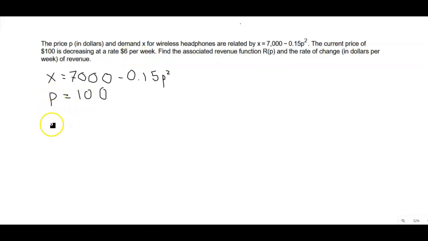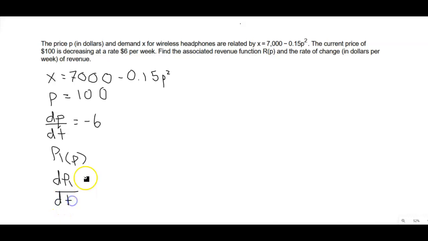So this is the price, so we're looking at the rate of change of the price with respect to time, since it's per week. So dP over dt is equal to, and it's decreasing at $6, so negative 6 here. All right, and we want to find the associated revenue, so we want the revenue function with independent variable P, and we also want the rate of change in dollars per week of the revenue. So we want dR over dt, the change in revenue with respect to time.